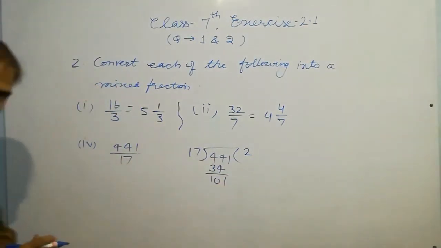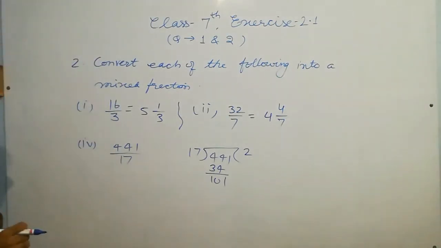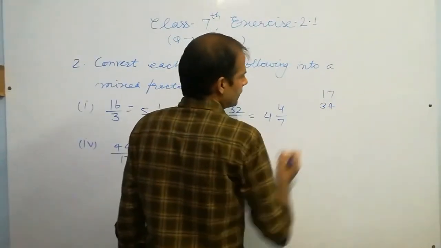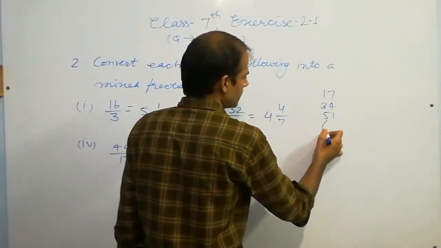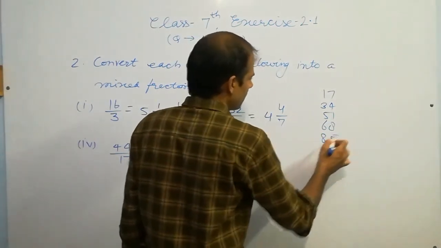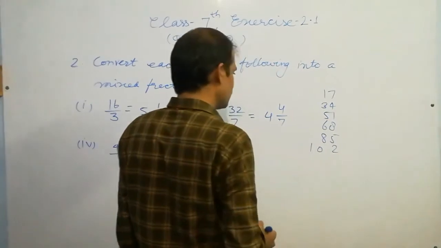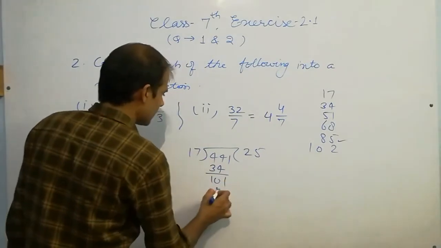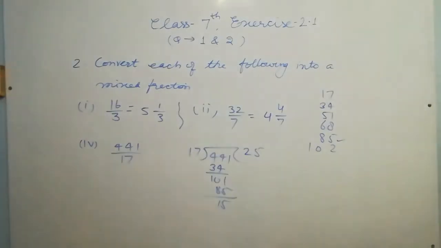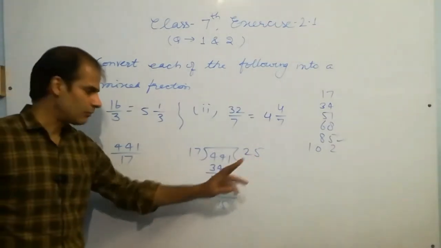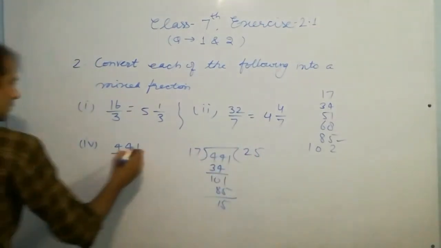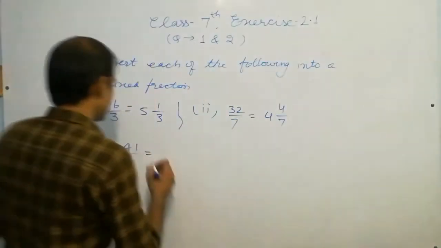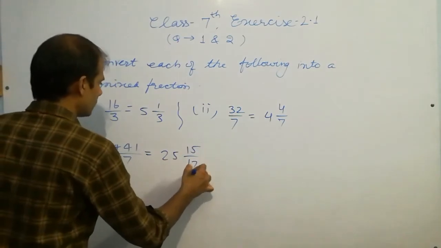It is 101. Now again consider the table. 17 5s are 85. Okay, listen, here I am writing the table. 17 2s are 34, 17 3s are 51, 17 4s are 68, 17 5s are 85 and 17 6s are 102. So it is 17 5s are 85 and the remainder is 15. So the answer will be 25 and 15 upon 17. Here I write the answer 25 and 15 upon 17.